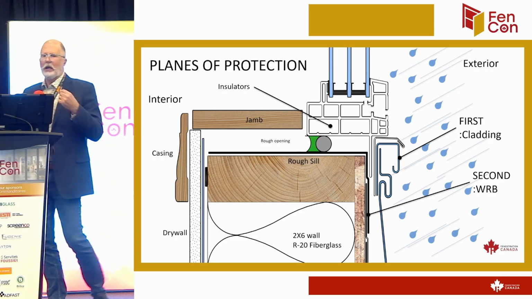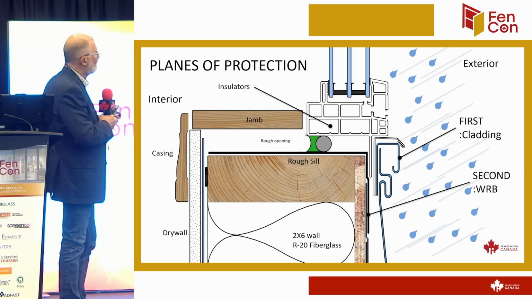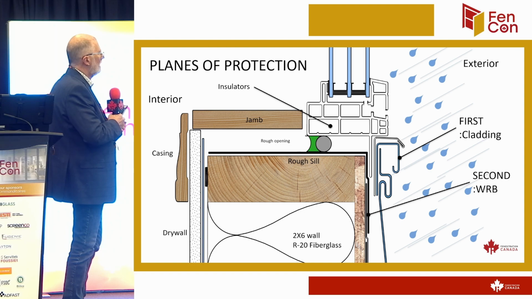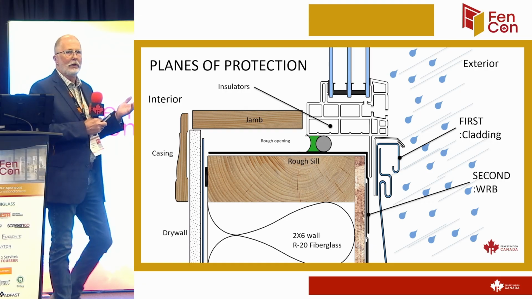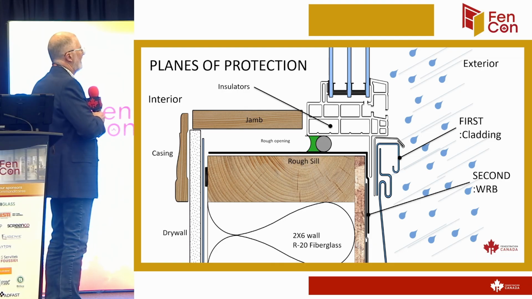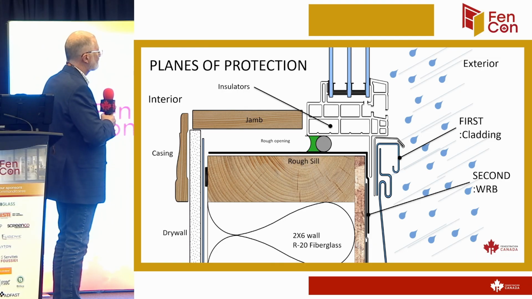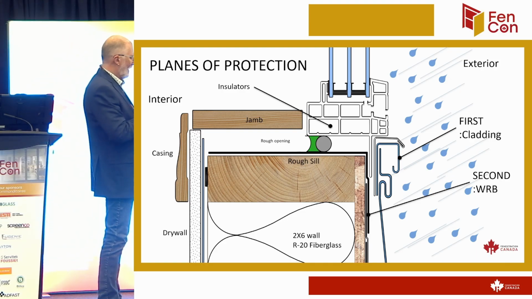Now, how do we interface a window with that application? Well, if we look at it on a close scale, we've got a cross section of a wall here, so the outside is on the right. First plane of protection is your vinyl. Second plane of protection is whatever membrane, WRB, you want to put on there. It could be a house wrap, could be a tar paper, could be a peel and stick, vapor permeable peel and stick. In this case, we're showing a flanged window. So we've got a triple glazed window, but see where it says insulators?